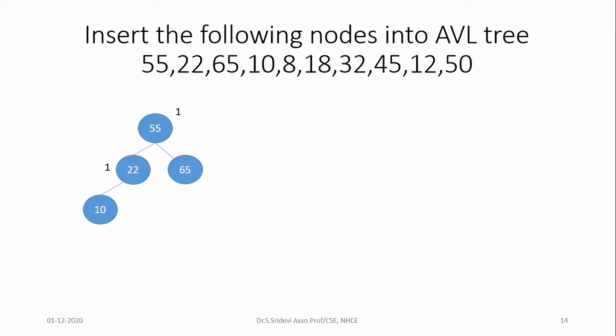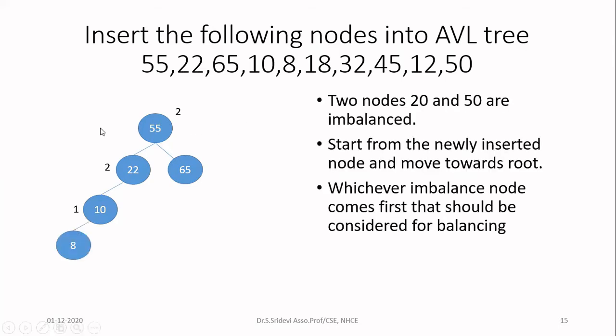Let us take the next node. It is 8. First, I am going to compare 8 with 55. It is less. So I am comparing again with 22. It is less. So I am comparing with 10. It is less. So I am immediately inserting 8 here. Once I insert 8, I am going to calculate the balance factor of all the nodes.